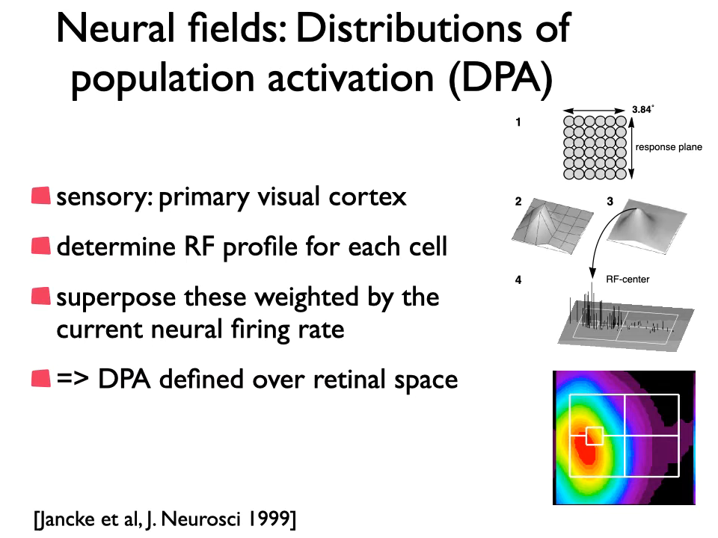You're looking here at where they're looking. This little white outline is a part of visual space. So you're looking at different locations on the retina. The fovea would be looking here. And you estimate the distribution of population activation by superposing all these receptive field profiles of all the neurons, weighted with the current firing rate of these neurons.